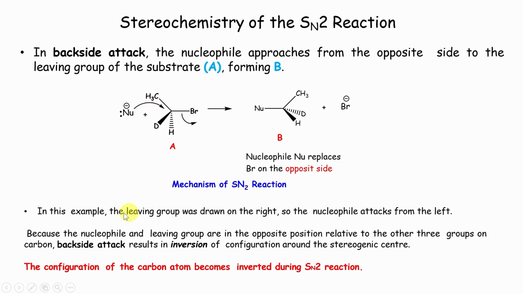On carbon, the backside attack results in the inversion of configuration around the stereogenic carbon atom. This carbon is chiral. You can see all the four groups are different, so it is chiral or stereogenic. And hence there will be inversion of configuration around the stereogenic center in the product. That means the configuration of the carbon atom becomes inverted during the SN2 reaction. That is the stereochemistry of SN2 reaction.